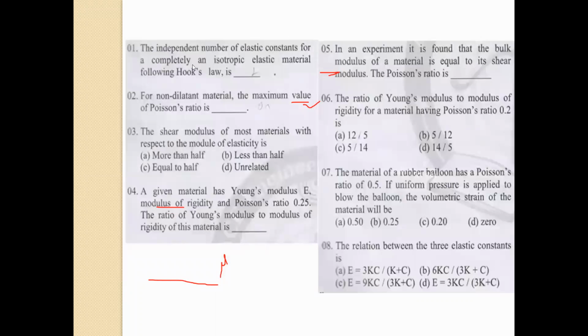Now the theory part is over, so we will see questions in the next lecture, or take one or two questions now. First question: the independent number of elastic constants for a completely isotropic material. How many constants for an isotropic material? 2 constants. So the answer is, for a non-dilatant material, the maximum value of Poisson's ratio is 0.5. We will continue the remaining questions in the next lecture.